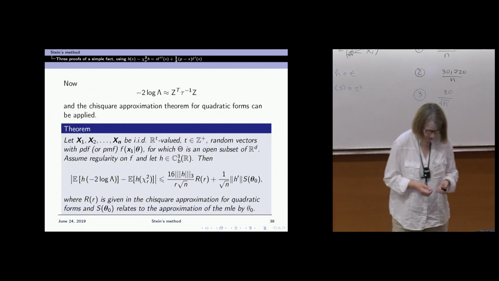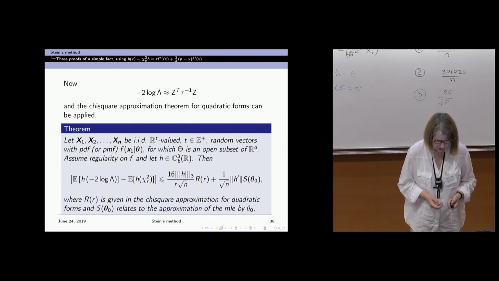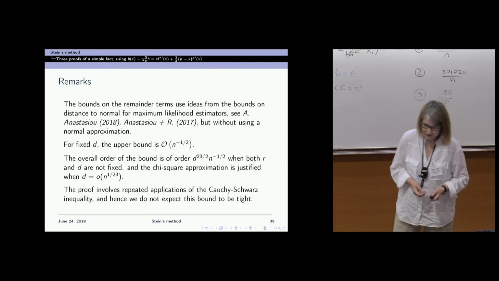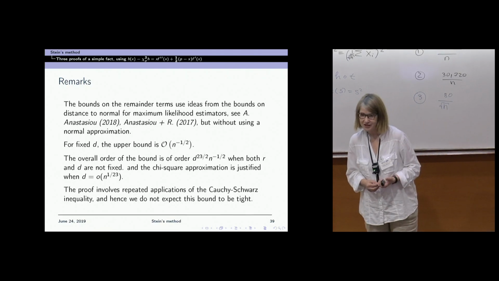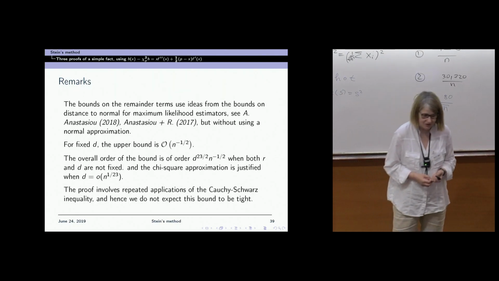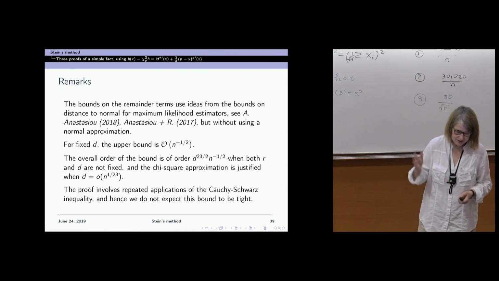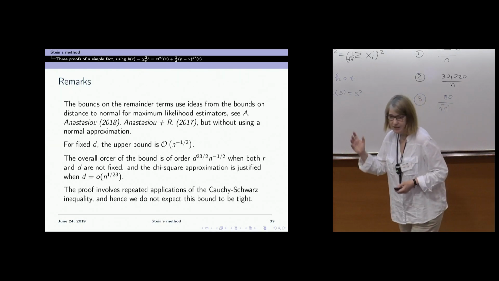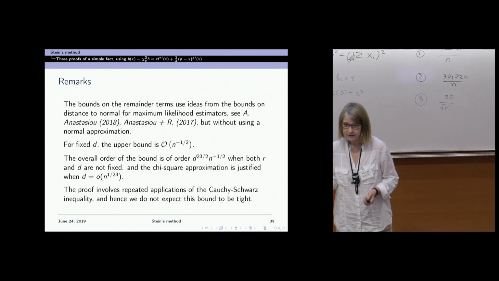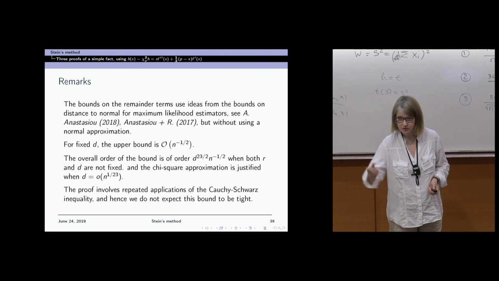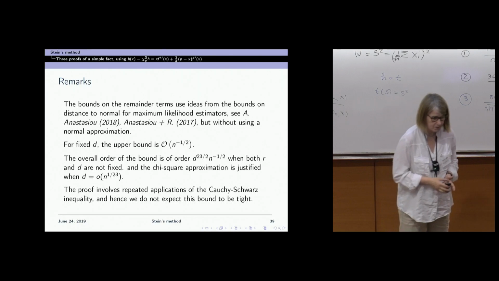Andreas Anastasiou wrote his doctoral dissertation on Stein's method in maximum likelihood estimation. So we wrote a paper on it, and he wrote a second paper on it. And for our proof here, we use similar ideas. We don't actually use the results from that paper, but we use the same truncation argument.